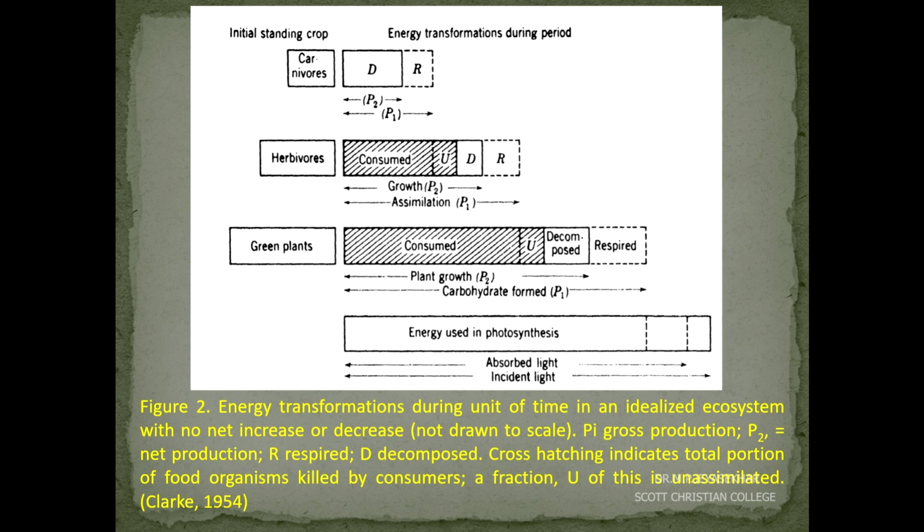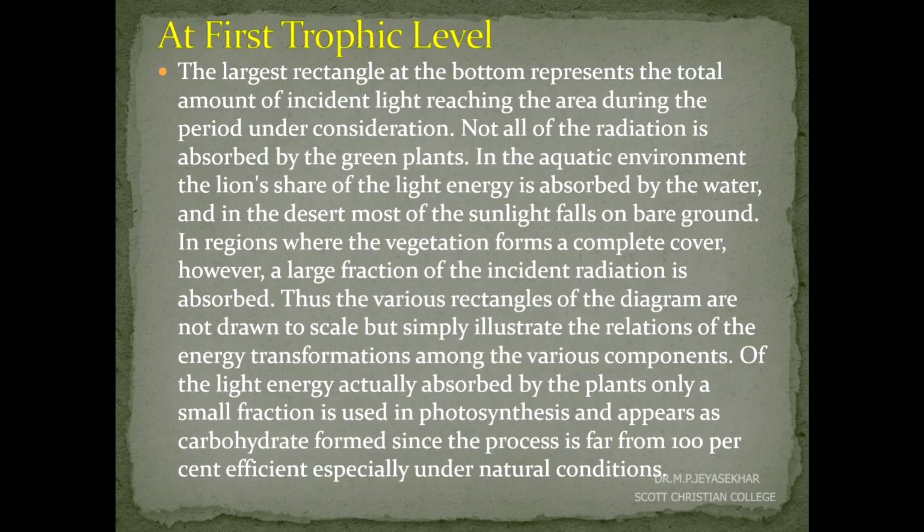This is explaining energy transformations during a unit of time in an idealized ecosystem with no net increase or decrease. First trophic level. The largest rectangle at the bottom represents the total amount of incident light reaching the area during the period under consideration.